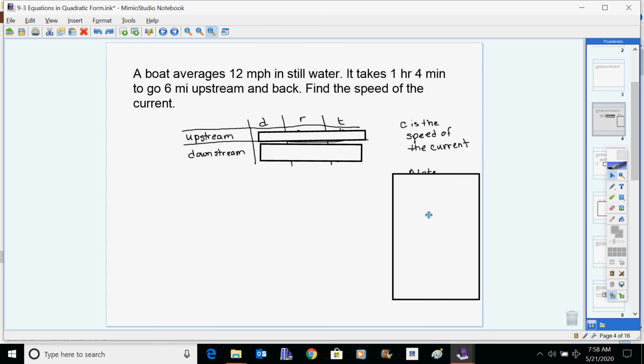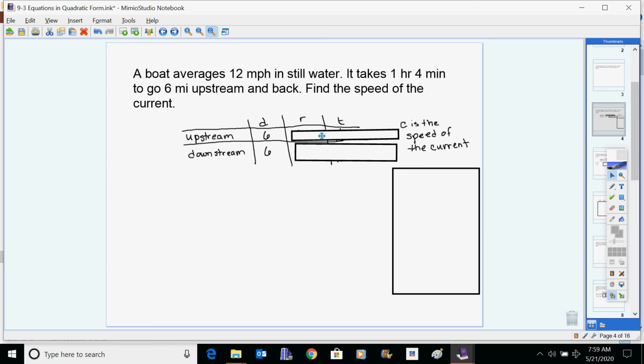And I'm going to say c is the speed of the current, because we need to have a variable for that. So our distance that we go upstream is 6 miles. And the distance that we come downstream is 6 miles. So I'm just going to fill this out in chart form so we can keep track of it.